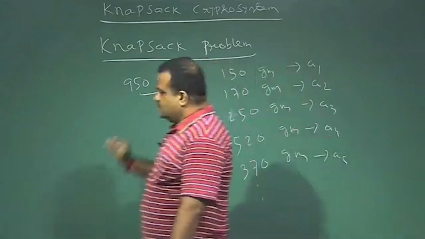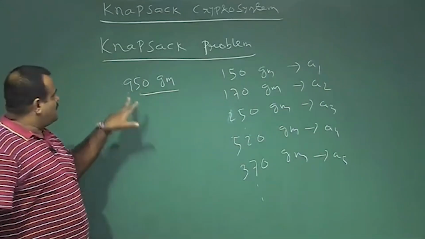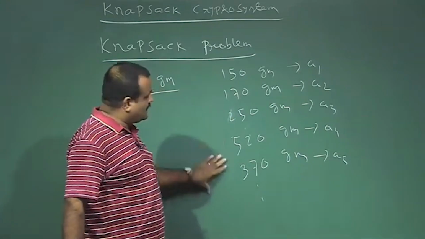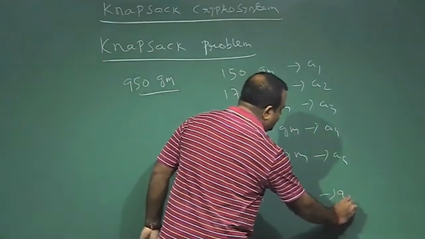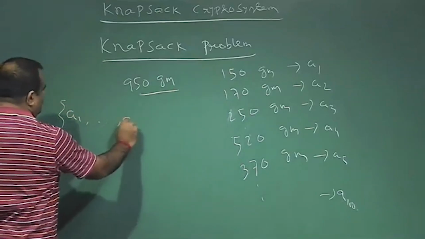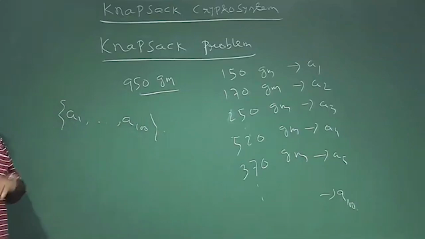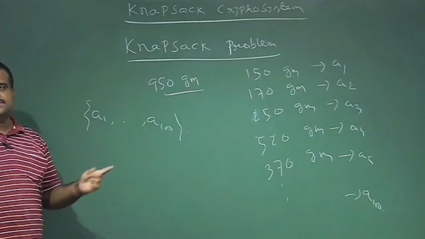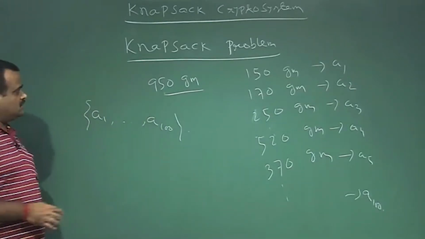Your target is to buy exactly 950 grams of apples in total. That means you have to choose. This is a collection of apples, A1, A2, say there are 100 apples, up to A100. Among this collection, you need to find a subset. This is also called the subset sum problem. You need to find a subset whose sum is 950.